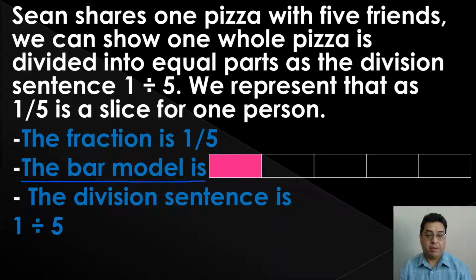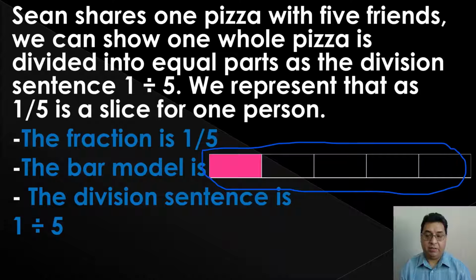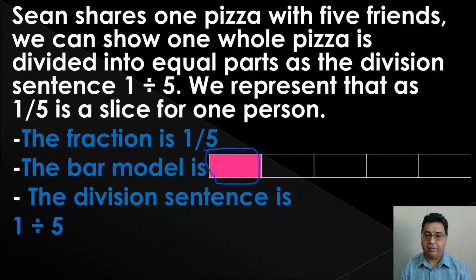The bar model is this here. So you can see there's just one part shaded out of the 5. And then the division sentence is 1 divided by 5.